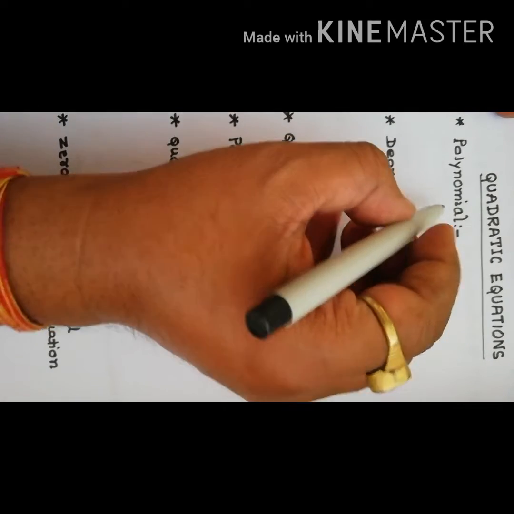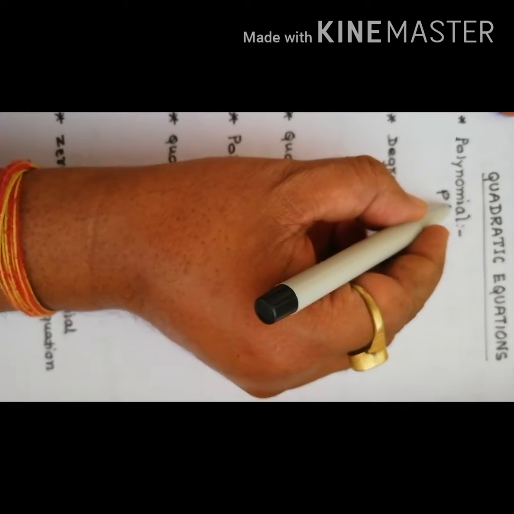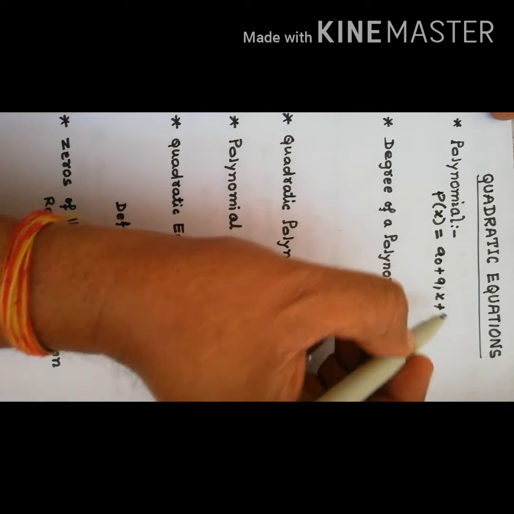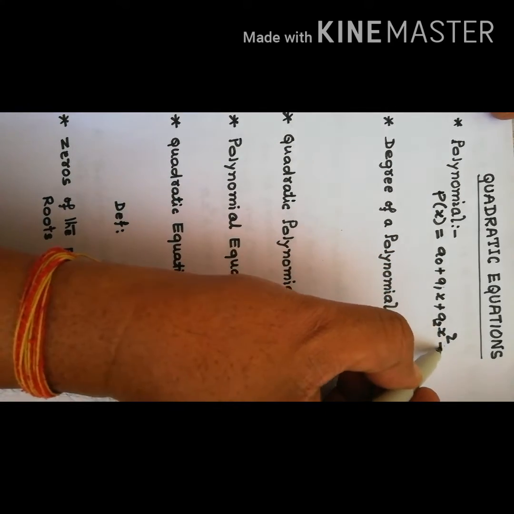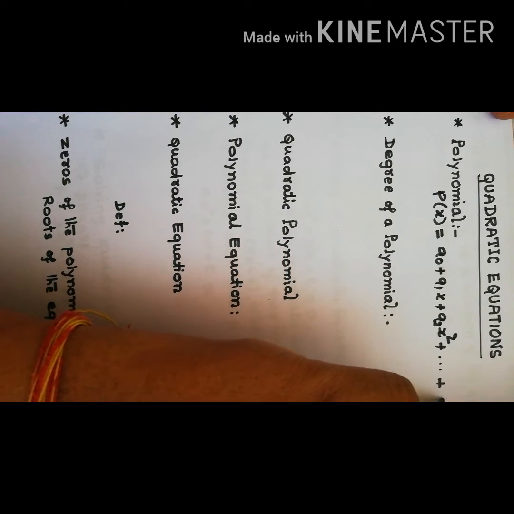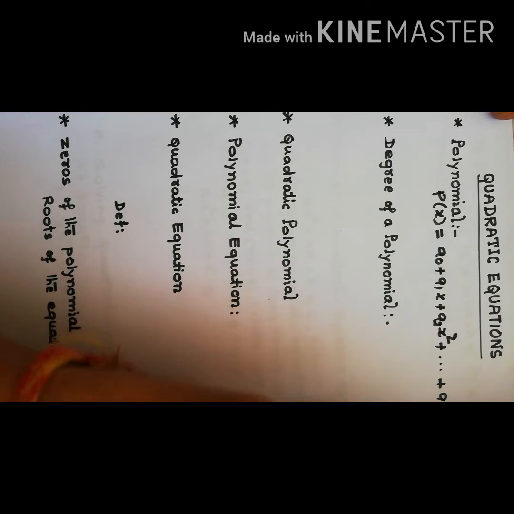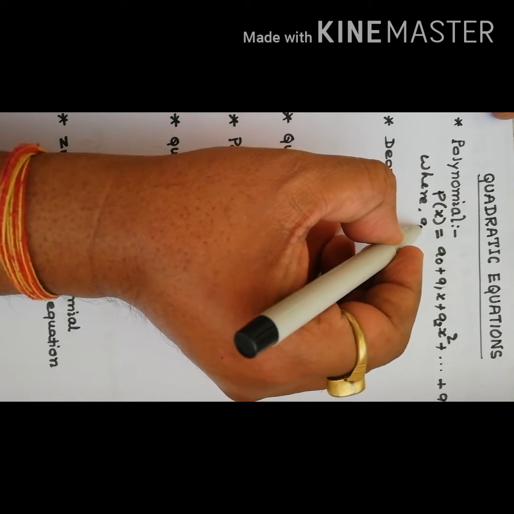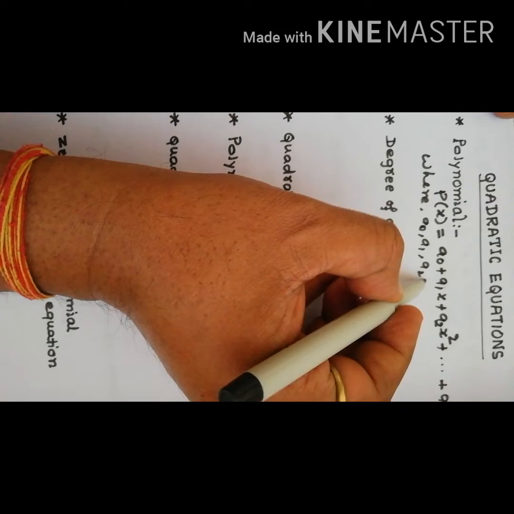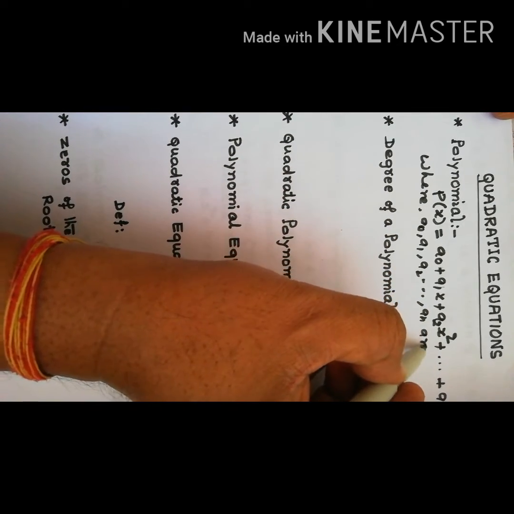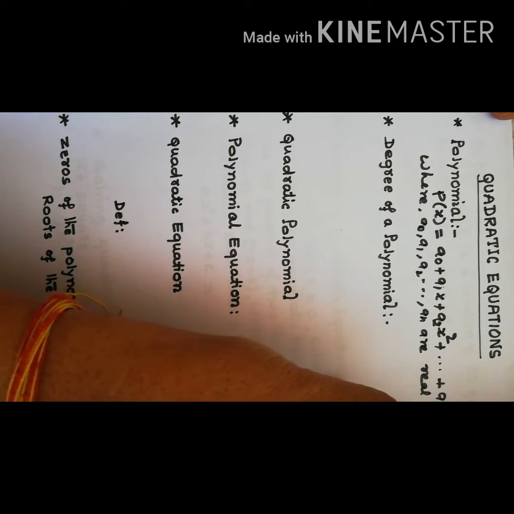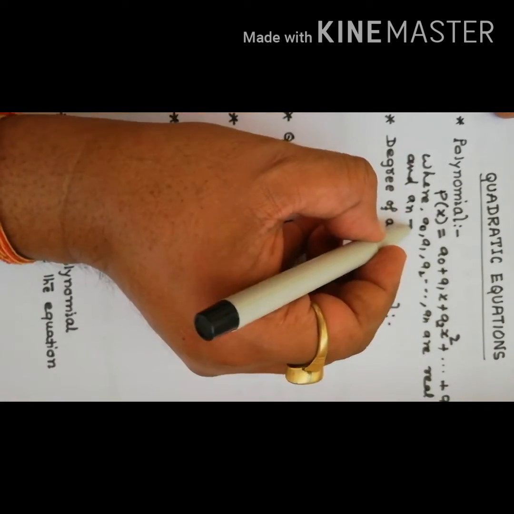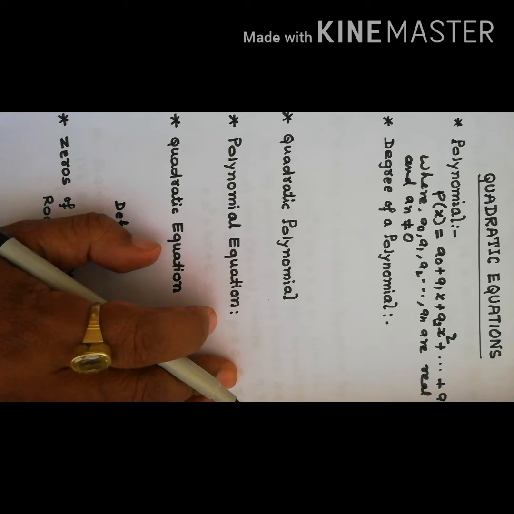So what is a polynomial? A polynomial is a function p(x) of the form a0 plus a1x plus a2x square plus dot dot dot plus an x to the power n, where a0, a1, a2 dot dot dot an are real numbers and an is not equal to 0. You know this thing. This is a polynomial.